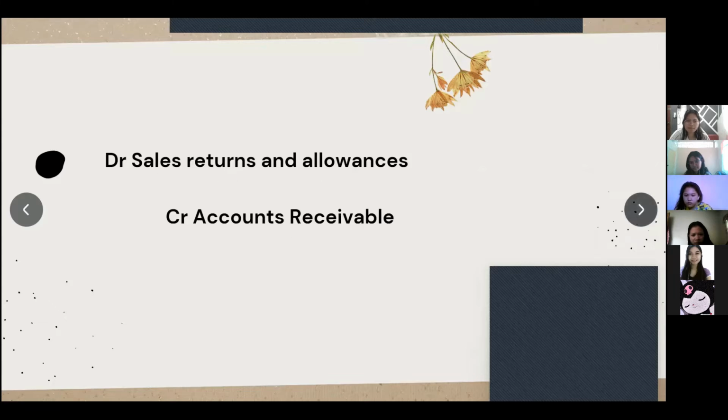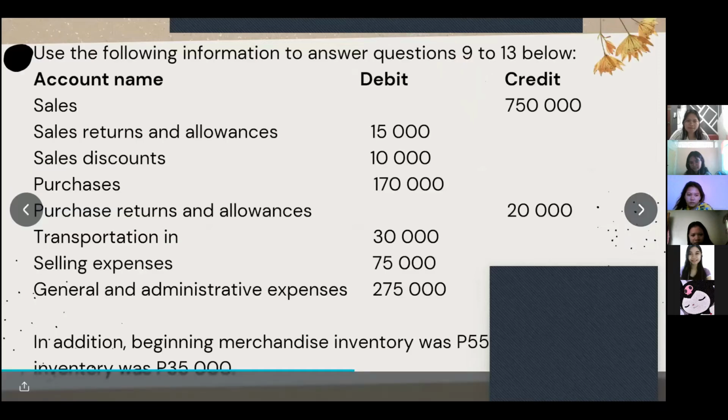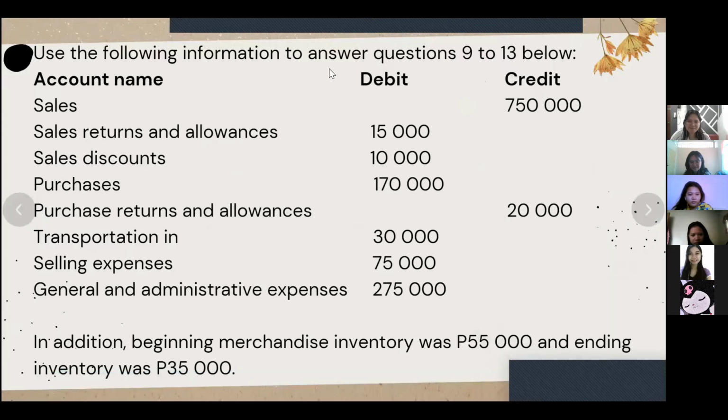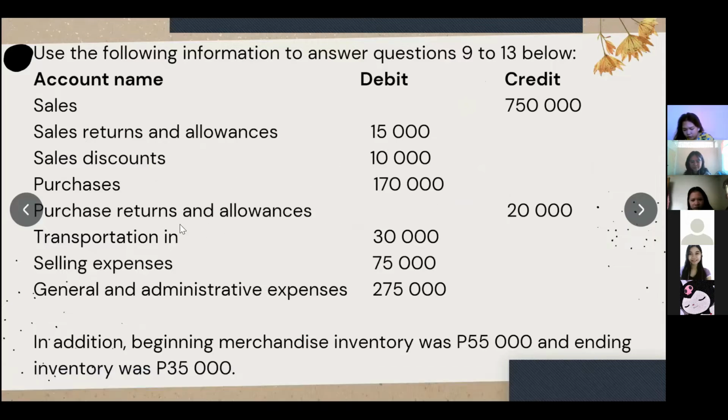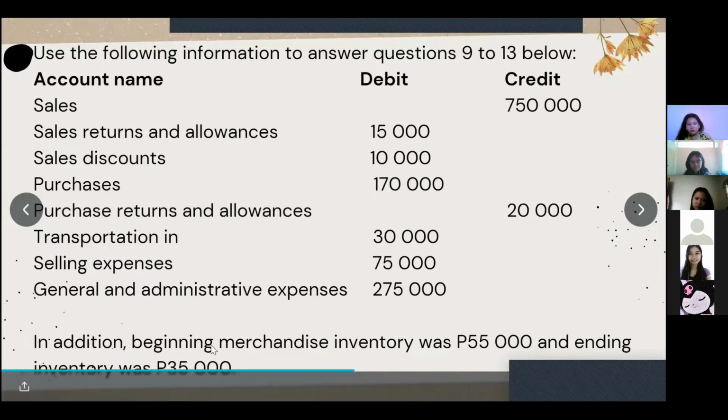At dito tayo sa mahaba-habang problem. Use the following information to answer questions 9 to 13. Sales, 750,000. SRA, 15,000. Sales discount is 10,000. Purchases, 170,000. Then PRA, 20,000. Transportation in is 30,000. Selling expenses, 75. General and 275,000. Beginning is 55,000 and ending is 35,000. Ang una mong hahanapin ay net sales for the period.